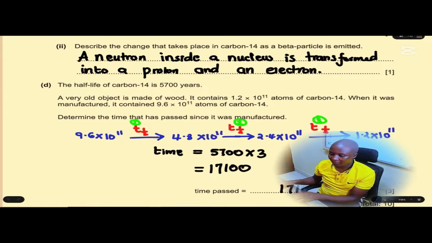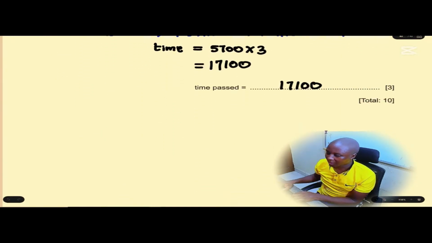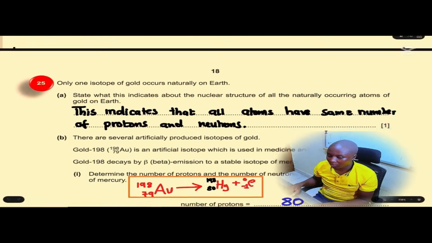So we take 5700 times 3, and that becomes 17,100 years. So that is how you can use half-life to determine when a quantity was manufactured.